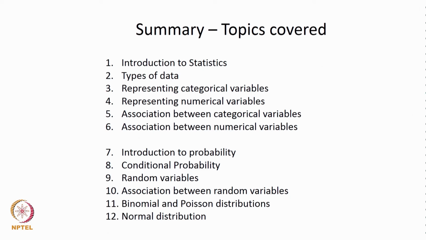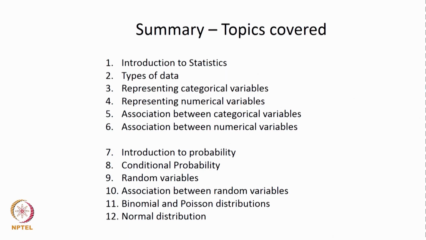Then we looked at association between categorical variables in the form of chi-square and Cramer's V, and then association between numerical variables in terms of variance, standard deviation and coefficient of variation. Earlier, when we represented numerical variables and categorical variables, we looked at measures of central tendency with mode for the nominal variable, median for the ordinal and interval variables, and arithmetic mean, median and mode for the ratio level variables.